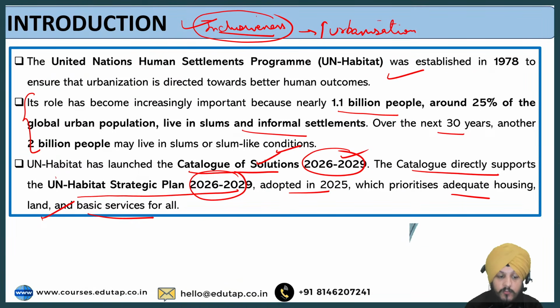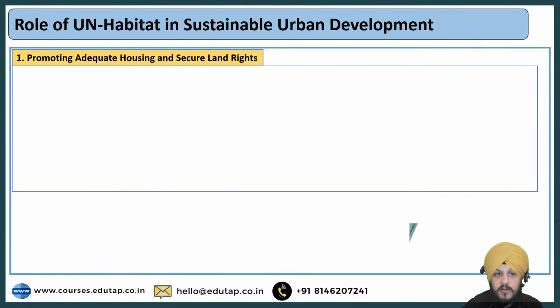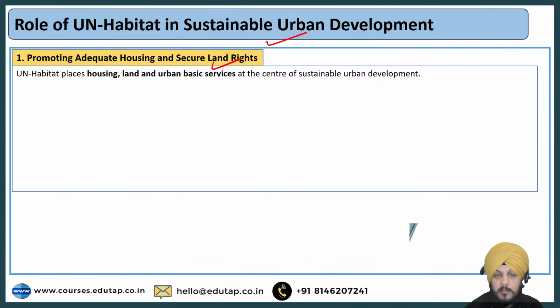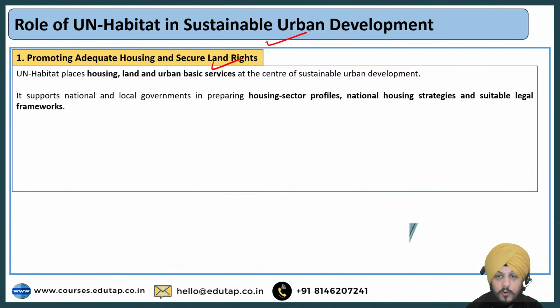Now let us move forward and try to understand different points with respect to the role of UN Habitat in sustainable urban solutions, and then we will talk about certain points with respect to this catalog of solutions too. Now, the first role of UN Habitat is promoting adequate housing and securing land rights. This is a very general objective but an important one, because UN Habitat places housing, land and urban basic services at the center of urban development.